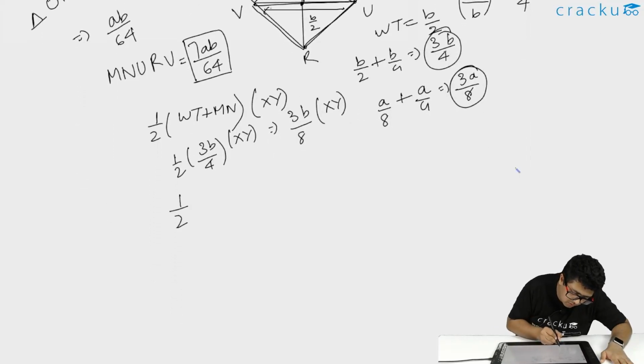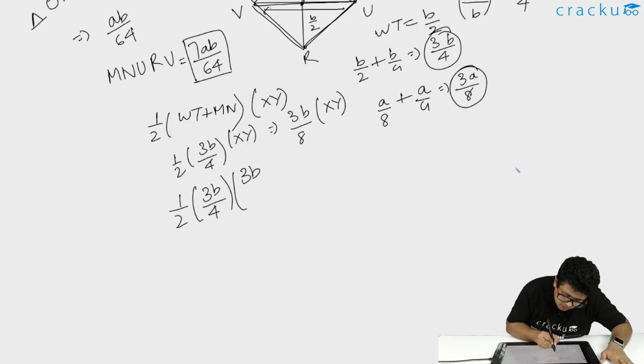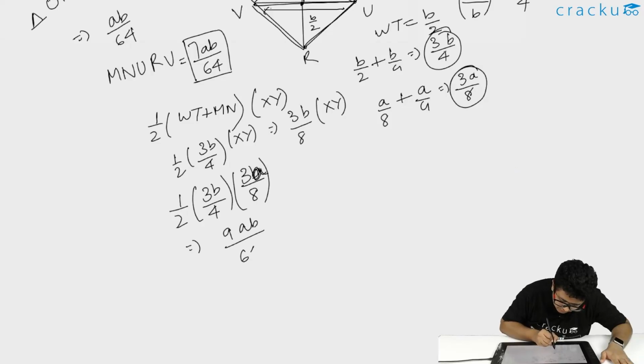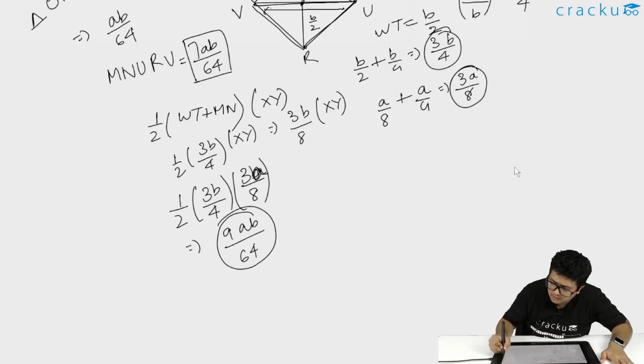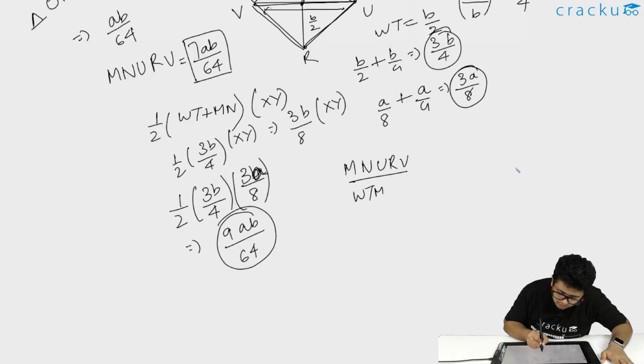So half into 3B by 4 into 3A by 8, which will be equal to 9AB by 64. Now we need to find out the ratio between the two areas: MNURV divided by WTMN, right? So this is 7AB by 64 over 9AB by 64. So the ratio will be equal to 7 by 9.